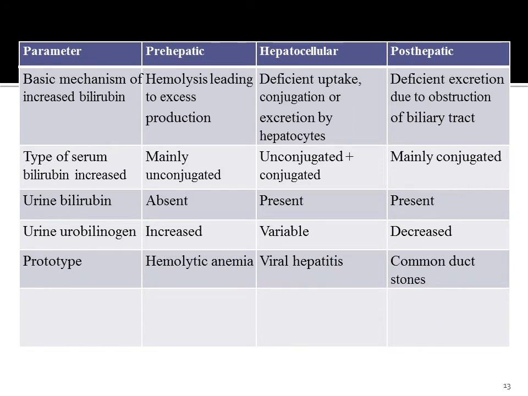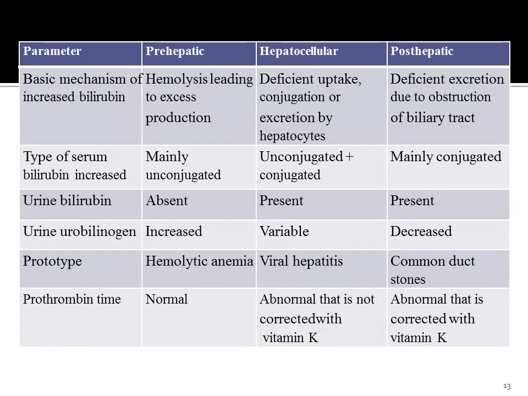The prototype, or another name, is hemolytic anemia as the reason for prehepatic jaundice. Hepatocellular jaundice is mainly caused by viral hepatitis, and post-hepatic is mainly caused by common hepatic duct stones.